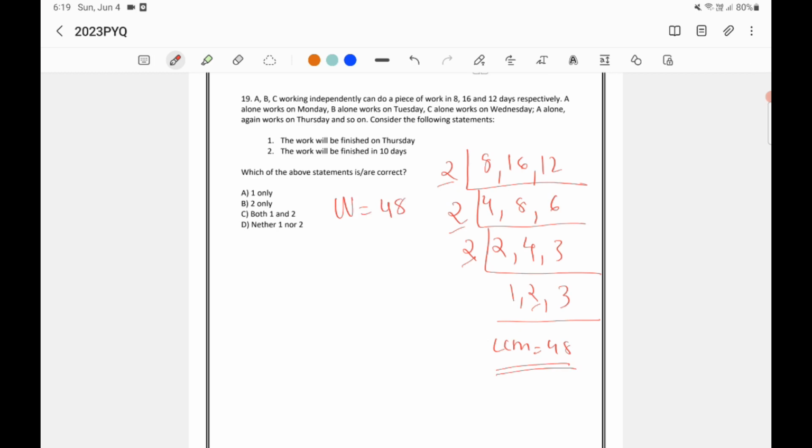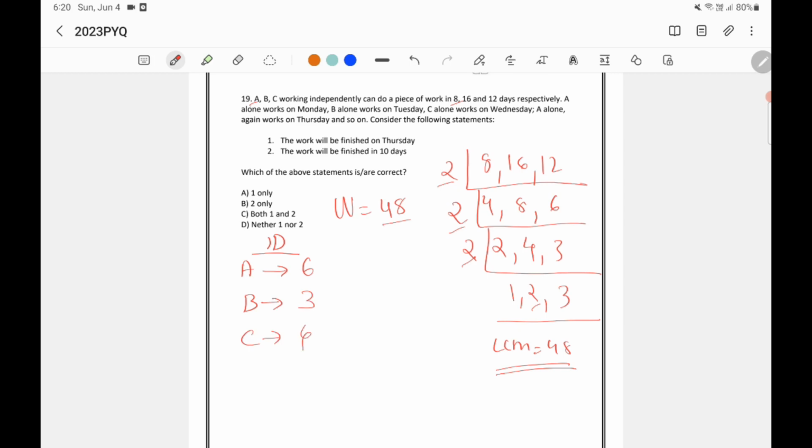So A can do the work in 8 days. Total work is 48, which means in 8 days, A is completing 48 work. So in one day, A will do 48 by 8, that is 6 work. Similarly, B will complete 48 by 16, that is 3 work in one day. C will complete 48 by 12, that is 4 work in one day.